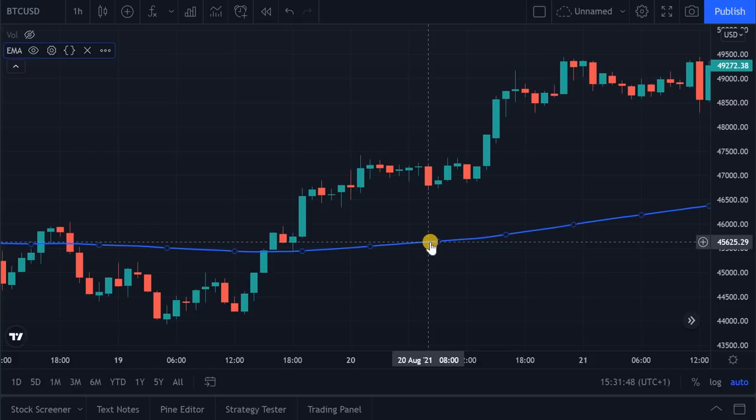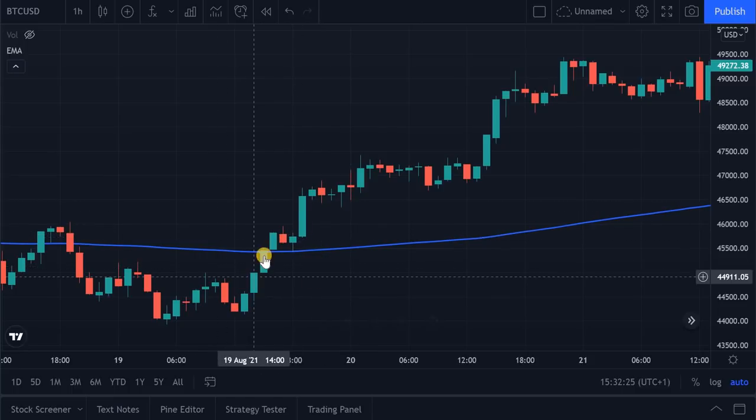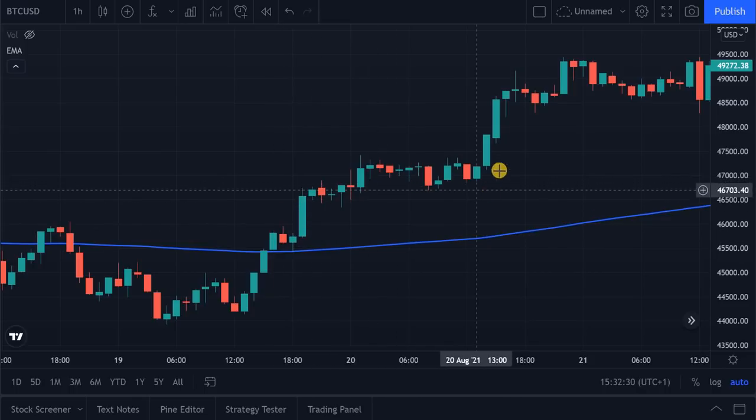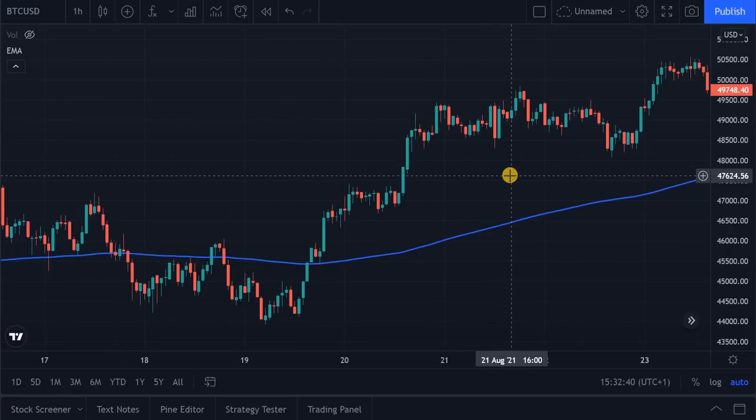The basic information here is that when the price is below the 200 exponential moving average, the market is said to be in a downtrend. But when the price is above the 200 exponential moving average, the market is said to be in an uptrend. An example of an uptrend is shown right here when the price broke above the 200 exponential moving average. As you can see, the price continued in an upward direction. If we go further in price, you would see that the price continued in an uptrend.